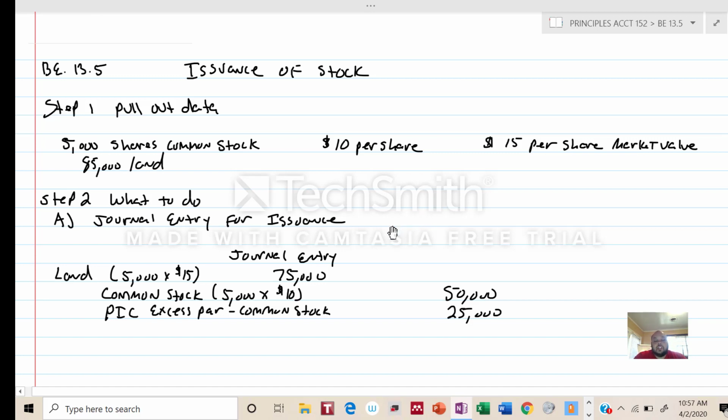In this issuance situation, we're sending out common stock and we're receiving land instead of cash. We issued 5,000 shares of $15 common stock, which was accepted by the seller of the land at the value of $75,000 instead of the $85,000. So $75,000 is the value that we're recording it as. Again, we're going to credit common stock to put the stock on our books at 5,000 shares at $10 per share, which is $50,000. Then the difference is paid in capital in excess of par common stock at $25,000. That's exercise 13.5.